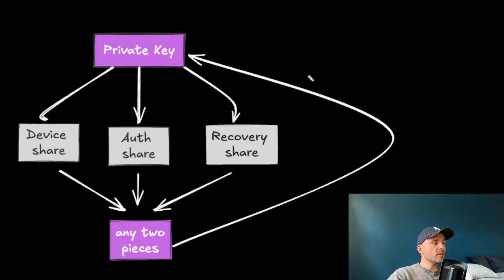Now, in the case of Privy's implementation, the first piece of Shamir Secret Sharing is called the device share. And the device share is stored in local storage of the user's browser. The second piece, referred to as the auth share, is kept on Privy servers and released once the user successfully authenticates. And finally, the third piece, referred to as the recovery share, comes into play if the user signs in from a new device and by definition doesn't have access to his initial device share anymore.